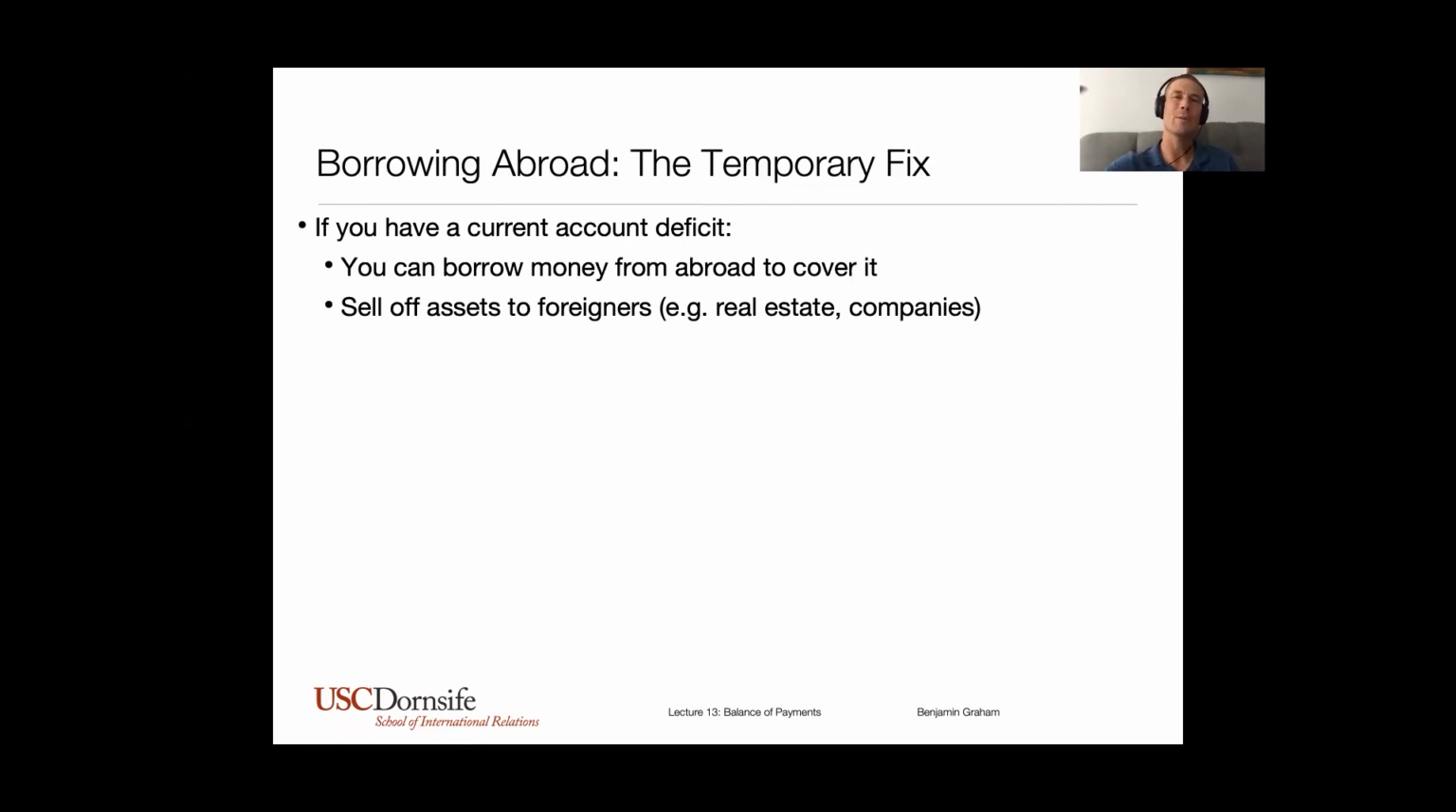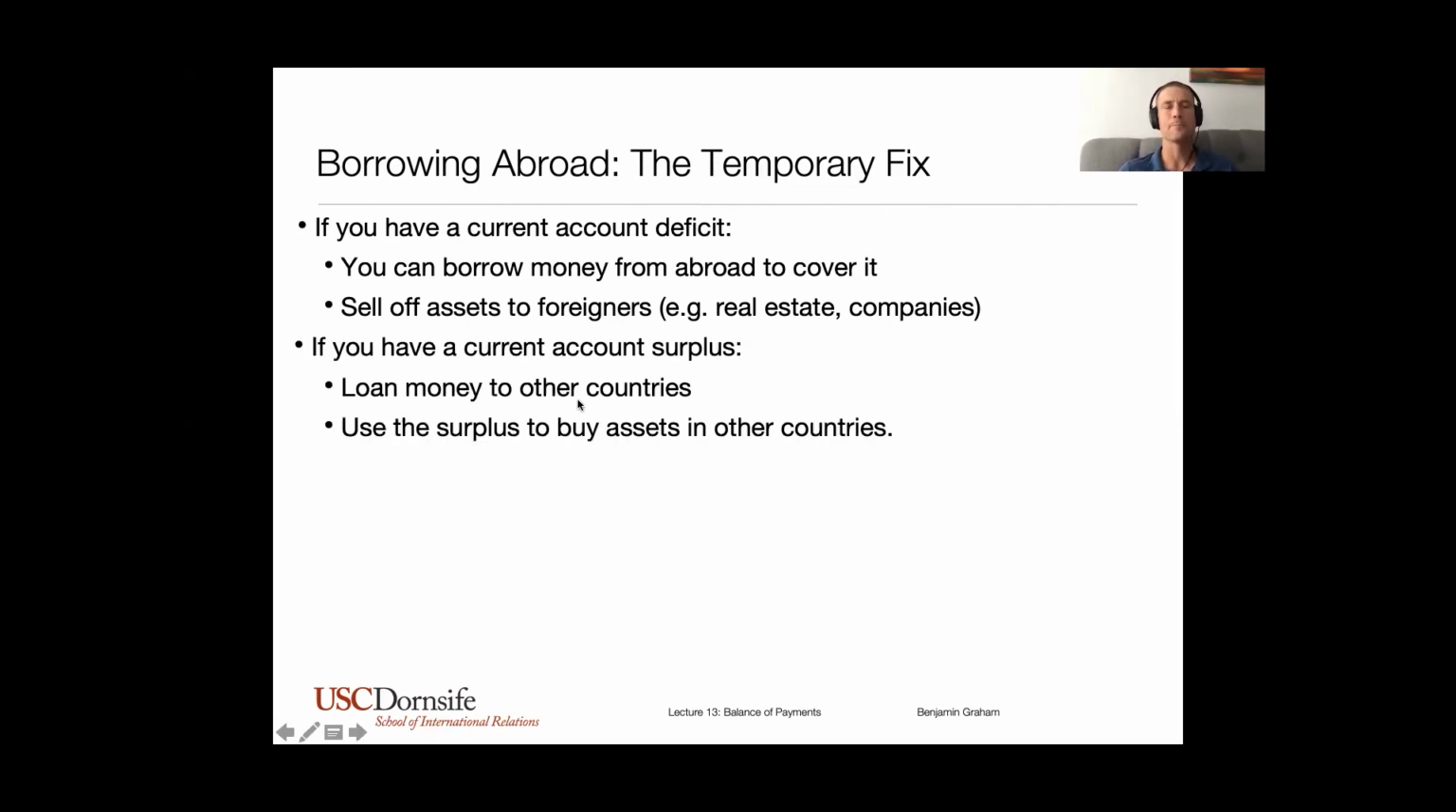when they're sending you a bunch of goods and services that you're going to consume, and you're not sending them nearly as many goods and services, you can either give them IOUs, promise to pay them later, or you can give them fixed assets. You can say, you're going to give me this stuff I'm going to consume, and now you own part of Rockefeller Center, or chunks of real estate or American companies. So you can give them assets too. And if you have a current account surplus, the flip side of this is that you're lending money to other countries, or using that surplus to buy assets in other countries.